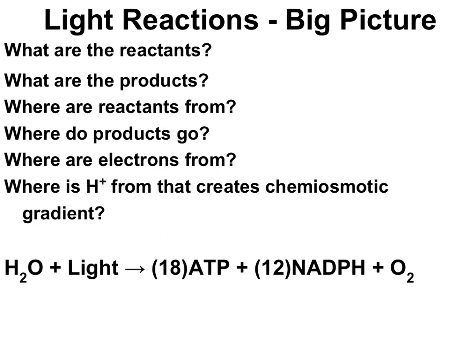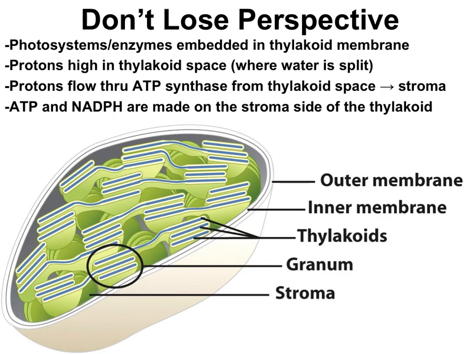One last thing that I want you to remember, since we're thinking about this, is that water is the source of the electrons that get charged up by the photosystems, and water is the source of protons that's used for the proton gradient as well. I don't want you to lose perspective on where all this takes place.